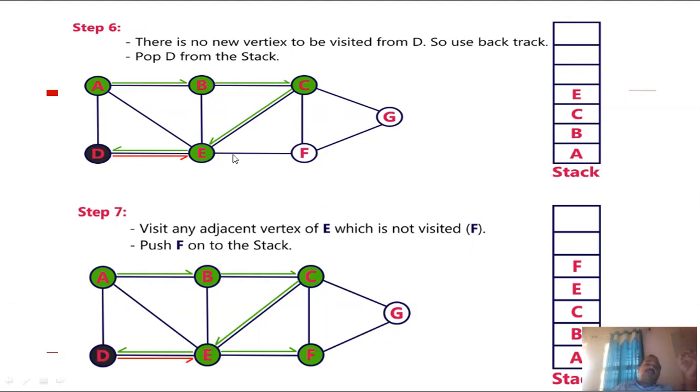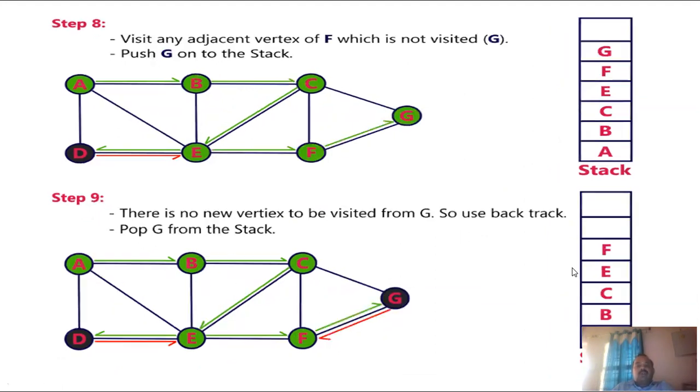Then where is the control now? At E. So from E to F, F is inserted into the stack. Next, F to G, G is inserted into the stack. Clear? Then the back propagation is started.